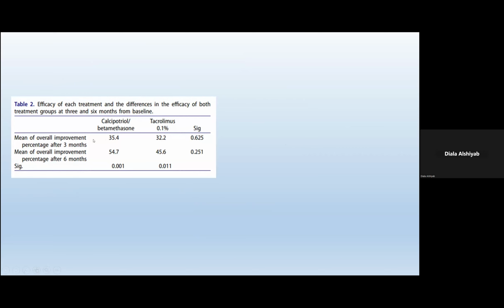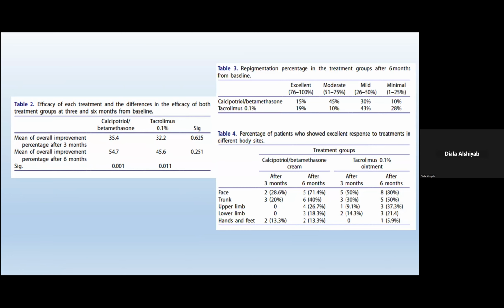As you can see, after 3 months, the improvement of the calcipotriol betamethasone group was 35% versus 32% for the tacrolimus group, and there was no significant difference between the 2 groups. The same was found after 6 months: the improvement of the calcipotriol group was 54% versus 45% in the tacrolimus group. Again, there was no significant difference between the 2 groups. So both topicals show efficacy and safety in combination with narrowband UVB in patients with generalized vitiligo.